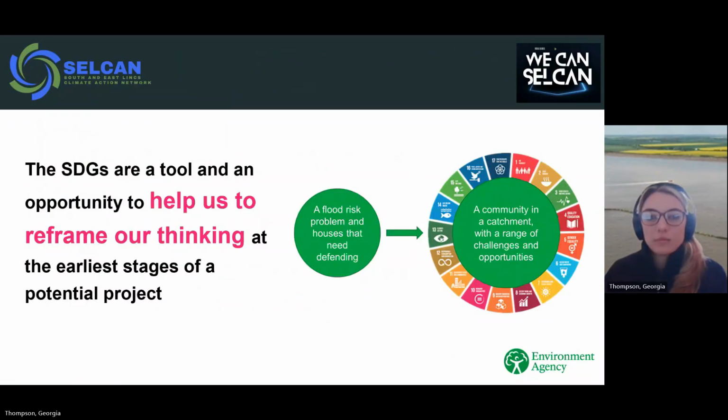So the global goals are a tool and an opportunity to help us reframe our thinking at the earliest stages of the potential project. And we've found that they shift our thinking from a flood risk problem and houses that need defending to thinking more broadly of a community in a river catchment with a range of challenges and opportunities. It really makes you think about everything a lot more holistically.